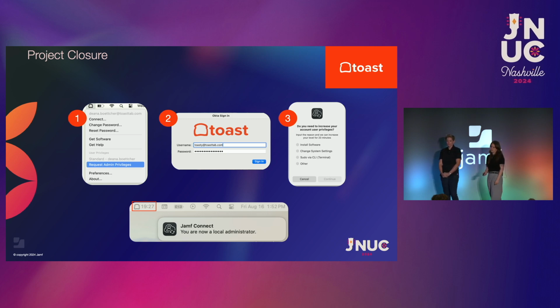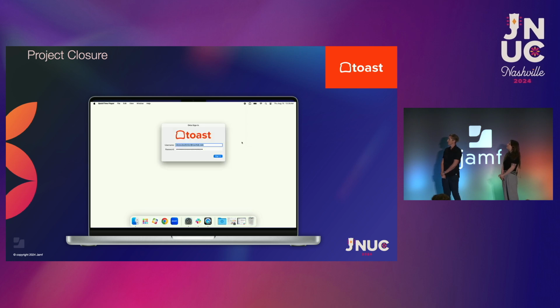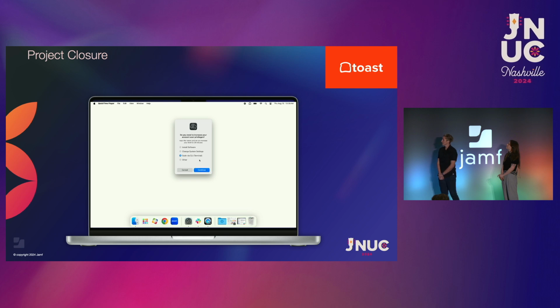And next, well, go ahead. Just a quick video of what this looks like all the way through. Just on the upper right, select the Jamf Connect icon, request your privileges, authenticate, give your reason for elevating, and off you go.